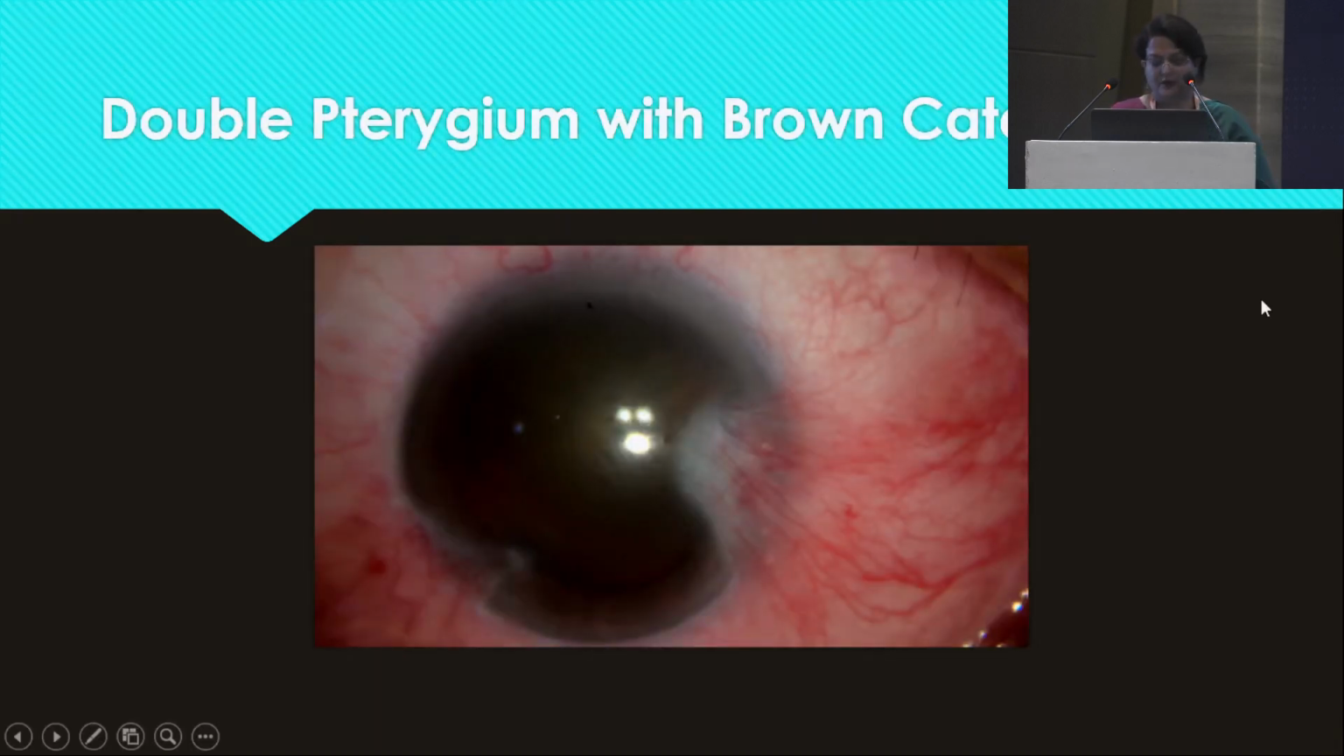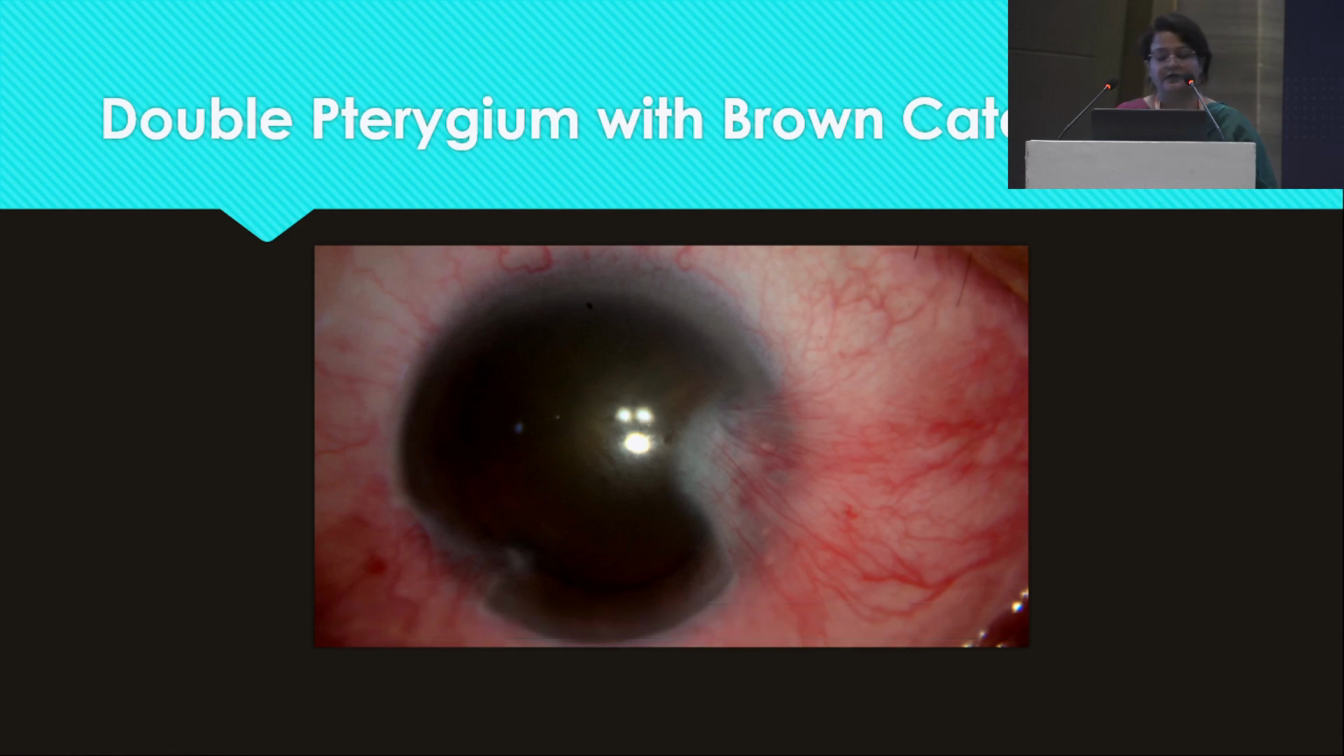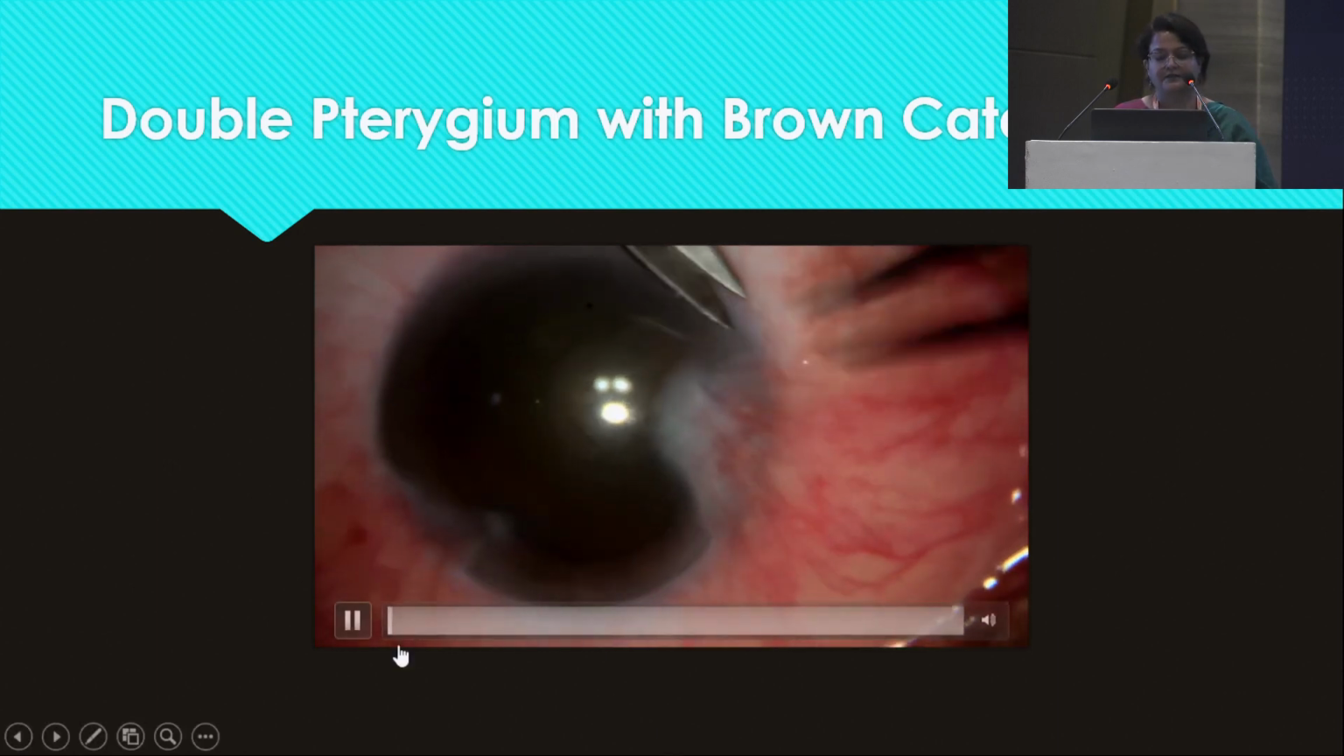So this is one of my cases where there was a hard brown cataract, and this is a double pterygium, and actually they are recurrent pterygium on both sides. So since I got a good pupillary dilatation and visualization was more or less all right, and it was a hard cataract, I really cannot wait for the patient to plan a sequential surgery. We went for the combined surgery in this case.